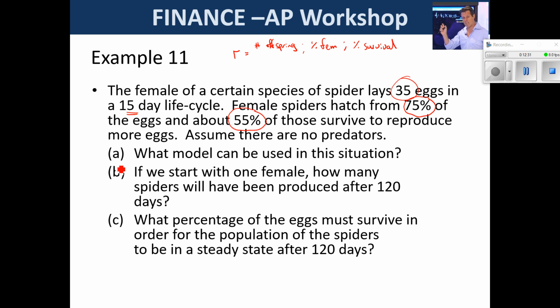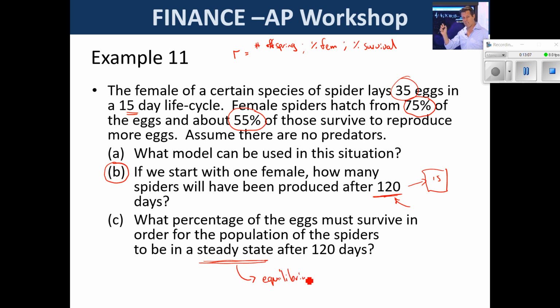Now, the really important thing that I want to stress here at B is we're starting with one female. We are not starting with a population. Okay, so I'm going to show on the next slide how we go and work with that. And then they tell me there's 120 days. So remember, we've got cycles of 15 days, so we know what the period is, and then we can work out how many cycles we're going to have. And then finally at part C, it says, what percentage of eggs must survive so that we get to a steady state. Remember, a steady state, also sometimes known as equilibrium.